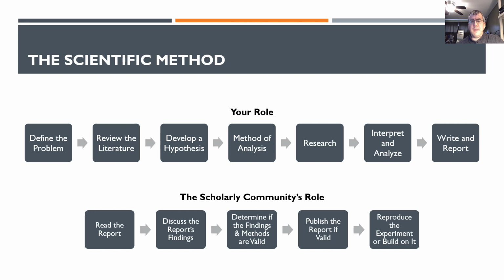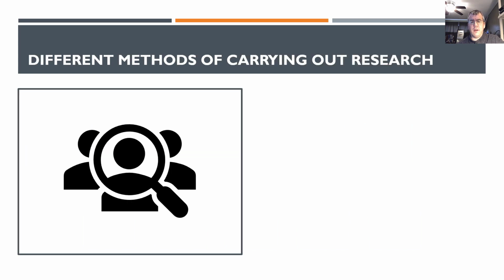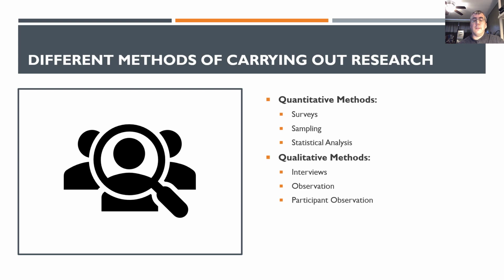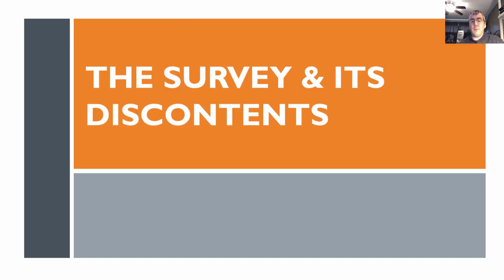So there's different methods of carrying out research for sociologists. Usually there's quantitative, qualitative, and a mixture of both. So quantitative methods are surveys, sampling, and the statistical analysis of those surveys and sampling. Where qualitative methods usually are interviews, observations, participant observations, and then there's other methods that combine both, such as experimentation and comparative analysis. For the purposes of this lecture, especially in regards to time, I only want to look at the survey. And I know that I titled this section, The Survey and Its Discontents.